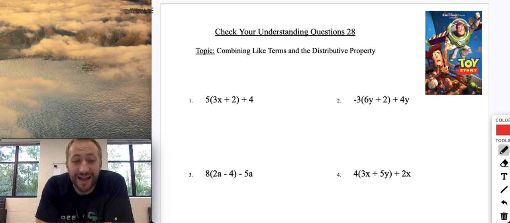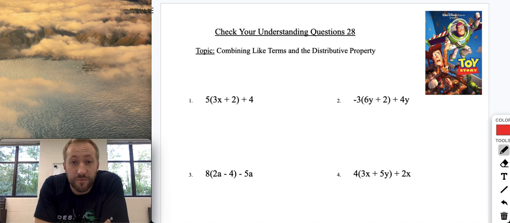Today we're going to go over combining like terms and the distributive property. Both of those methods are used to simplify expressions, and before we've been using them one at a time, but now we're going to use them both at the same time.